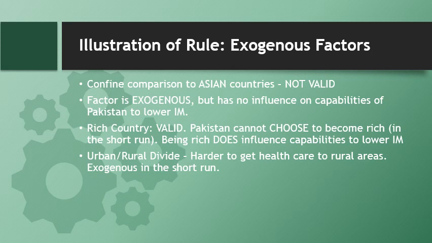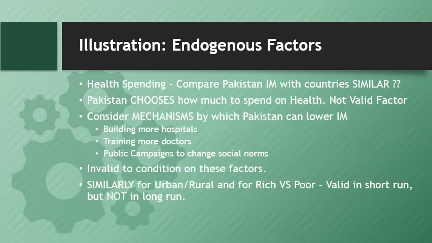Another possible exogenous factor is the urban-rural divide. How many people live in the cities and how many live on the farms? It's harder to get healthcare to rural areas, so it matters for lowering infant mortality. And at least in the short run, Pakistan cannot do much to change the urban-rural picture. So it's exogenous and it has an effect. So these are the valid factors for comparison.